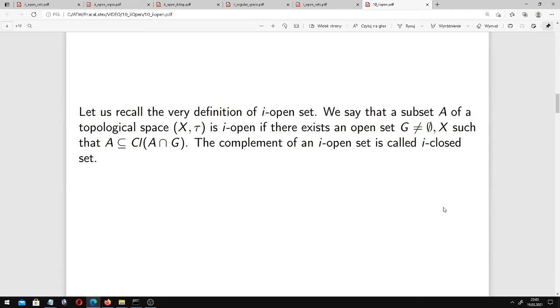We say that a subset A of a topological space X with topology tau is I open if there exists an open set G different than the empty set and different than the whole universe, such that A is contained in the closure of the intersection of A and G. The complement of an I open set is called I closed set, of course.